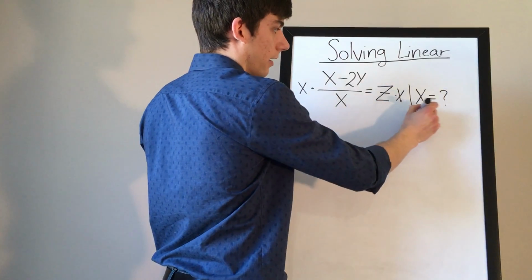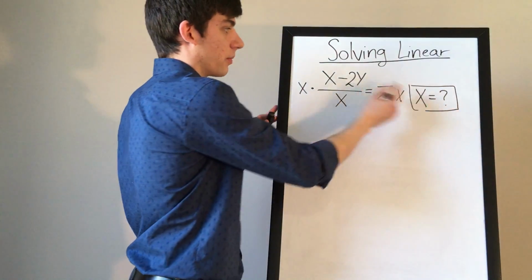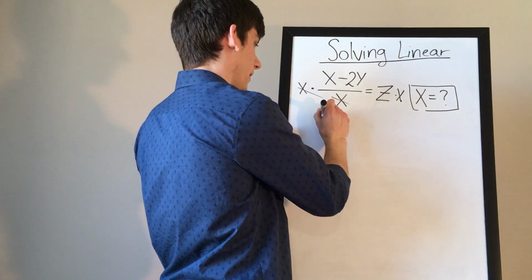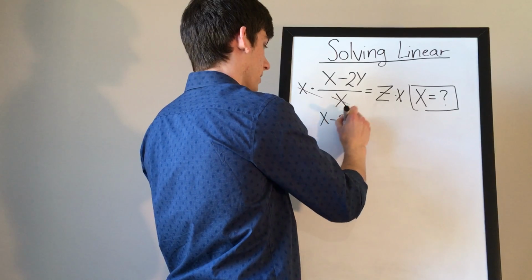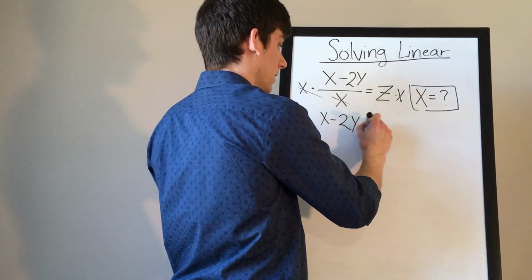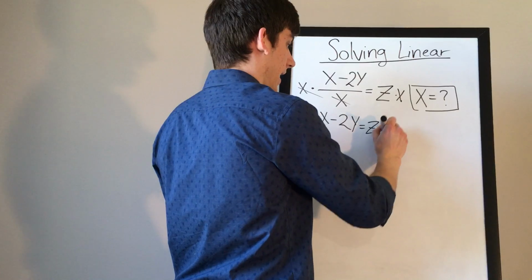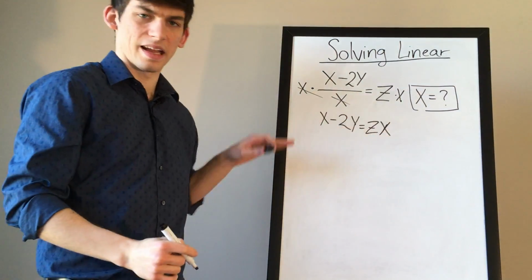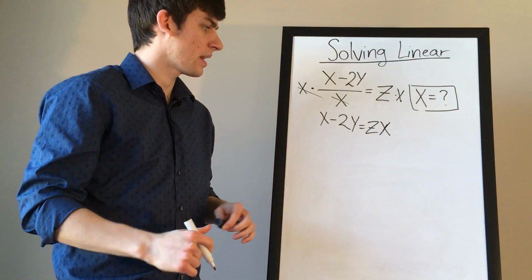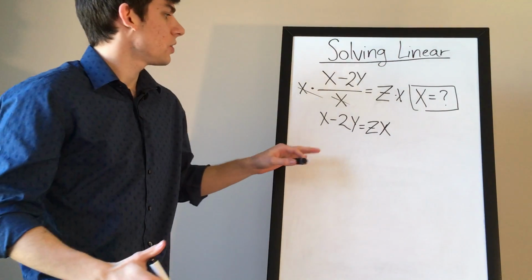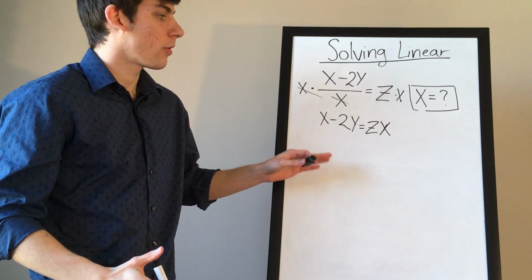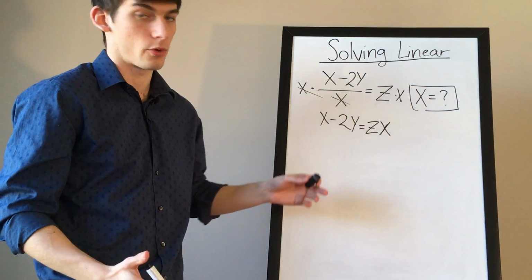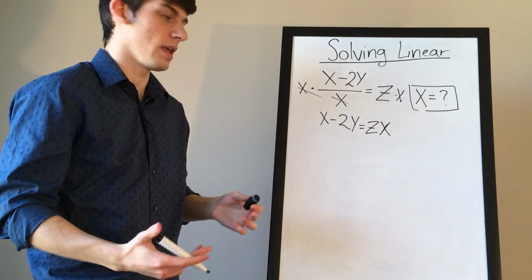And again, we are looking for x in terms of all the other variables. So in this case, the x cancels out, and you're just left with x minus 2y is equal to zx. Okay, so now at least it's all in one line. Might be a little bit easier to look at. We still have a problem, though: the same variable, x, what we're looking for, is still on both sides of the equal sign.